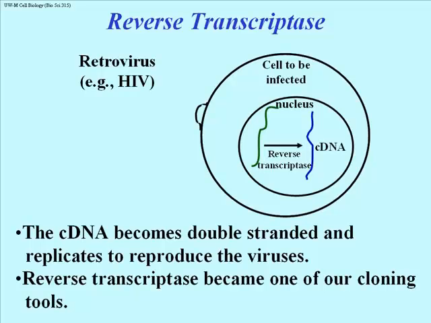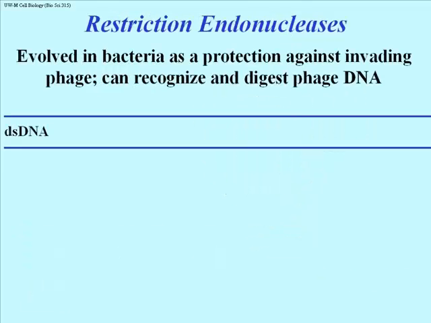complementary DNA copy called cDNA, complementary DNA or copy DNA. This eventually becomes double-stranded and replicates in the infected cell nucleus to direct the reproduction of more viruses, and that's, of course, the basis of infection. Reverse transcriptase then became one of our other cloning tools.